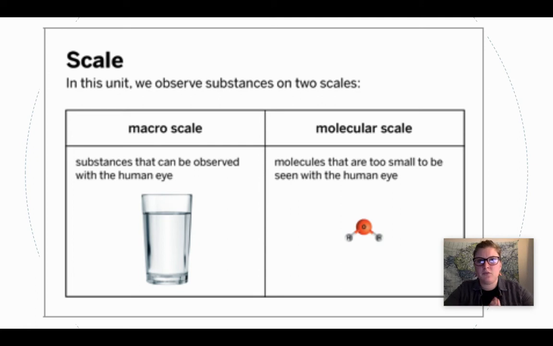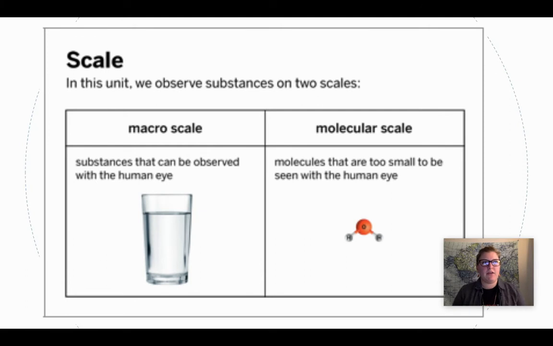Let's take a few moments to just stop and talk about scale and what that means. In this unit, you're going to observe substances on two different scales, one of which you've heard before. The macro scale is substances that can be observed with the human eye, like that glass of water that you see on the left-hand side. That's something you look at every day.